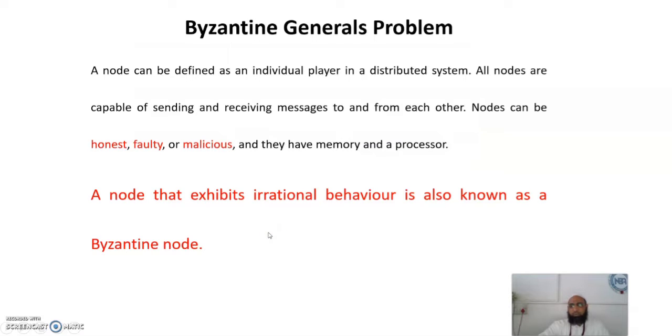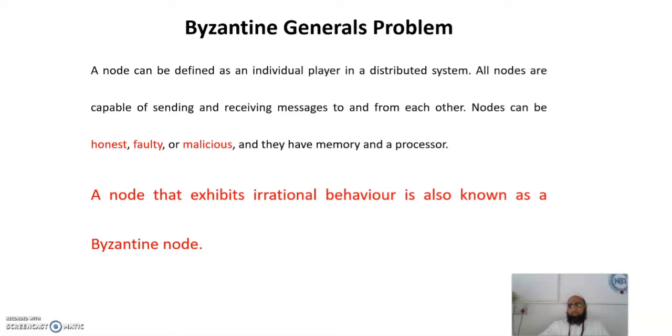When we come across the Byzantine general's problem, that problem comes under this distributed system. That problem we are facing in blockchain technology also. When we talk about a node, a node can be defined as an individual player in a distributed system. All nodes are capable of sending and receiving messages to and from each other.